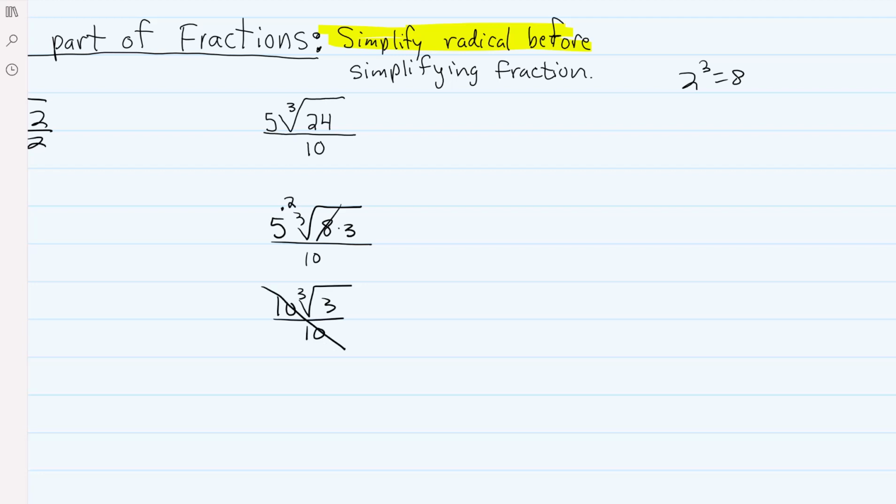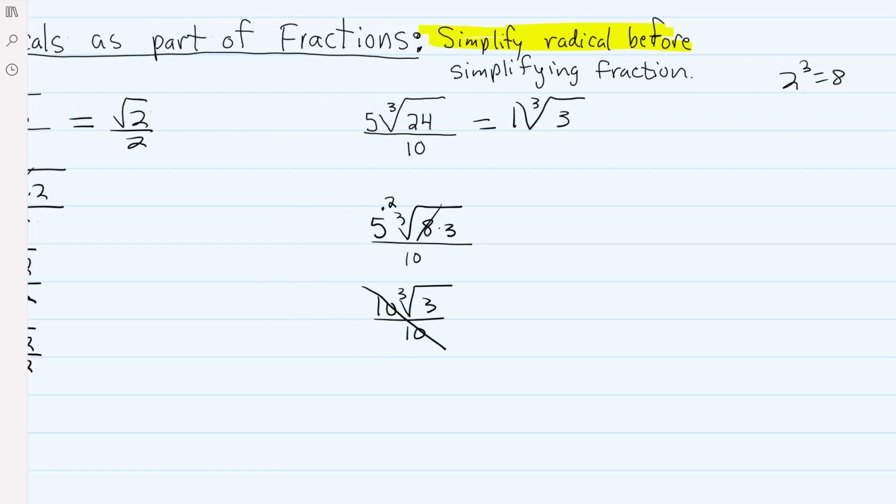Now the 10's cancel. So this answer right here, simplified, is just 1 times, and the 1 you can leave invisible, 1 times the cube root of 3. That's what that simplifies to.